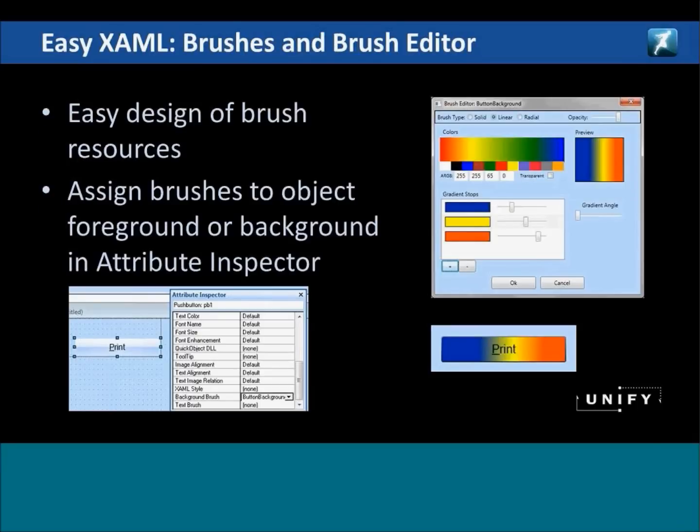XAML brushes and brush editor. This allows you to create brushes that have several gradient stops in there. So nice looking gradients, like with this push button that you see on the bottom right, from blue to yellow to red, whatever you want to design there. And you basically give that XAML a name, and then in the attribute inspector for an object, you have a background brush and text brush property where you can set the XAML brush, and then it will be displayed using the new brush with all the gradients that you have defined there.